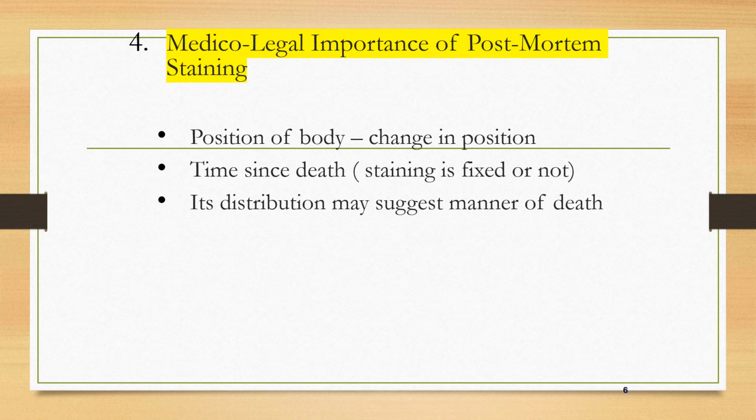What is the medico-legal importance of postmortem staining? As you know, it depends on the position of the body. The dependent part will have stagnation and discoloration. So if the change in position occurs, then we know that the death has occurred at a different place and it is shifted from another place.